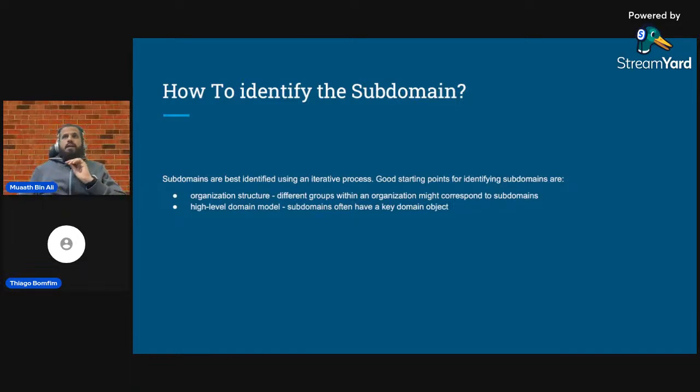So let's take an example. If you have an online store, you'll definitely find in most organizations an order management department, a delivery department, and a sales department. So this is a good opportunity for us to define the subdomains based on this organization structure, or organization departments.